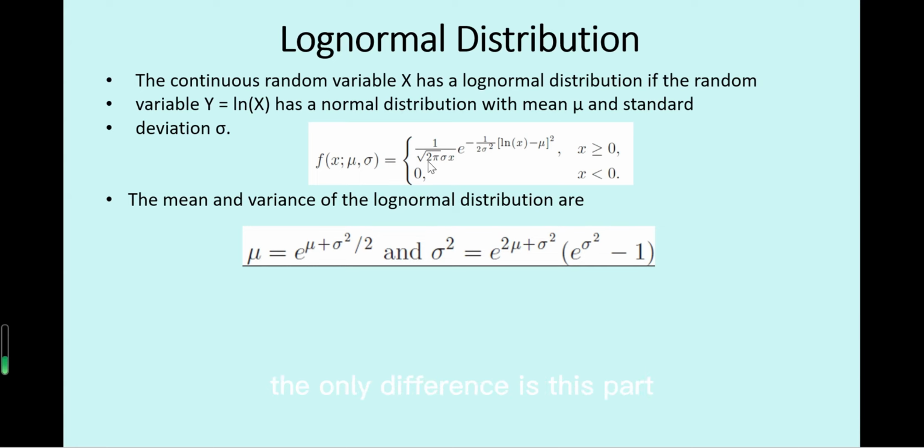The only difference is that there is an x here, and here we use log x instead of the x in the normal distribution. The log-normal distribution's variable is only defined for positive numbers. The mean of the log-normal distribution is e to the power of mu plus sigma squared divided by 2. And the variance is e to the power of 2 mu plus sigma squared, times e to the power of sigma squared minus 1.